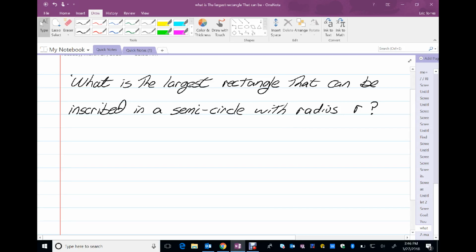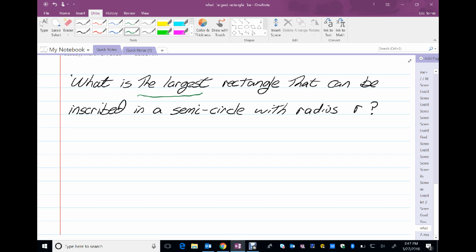Okay, what is the largest rectangle that can be inscribed in a semicircle with radius r? Before we get started, let's just think about what our goal is. This is an optimization because we're looking for the largest, which means I need to find the global max or global min. Well, clearly if it's largest, it's going to be the global or absolute maximum. I need a formula that will allow me to do that. It's going to be a two-variable equation.